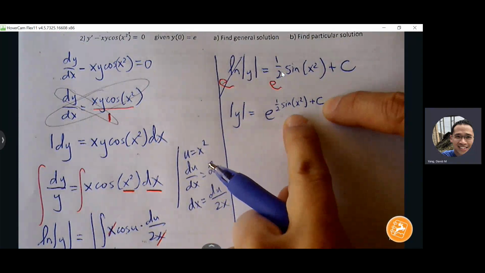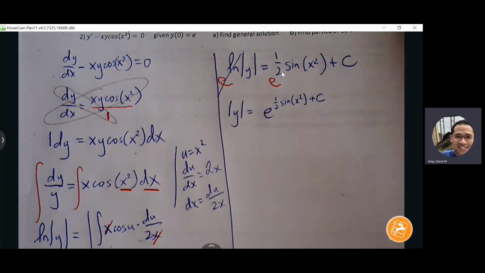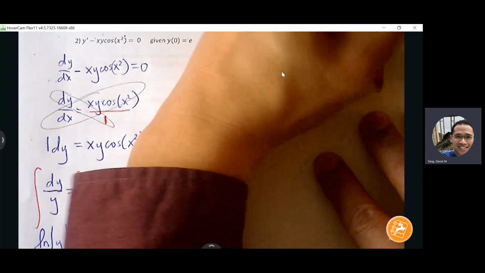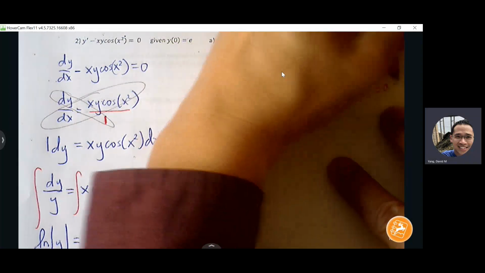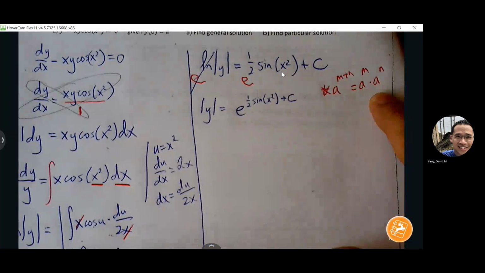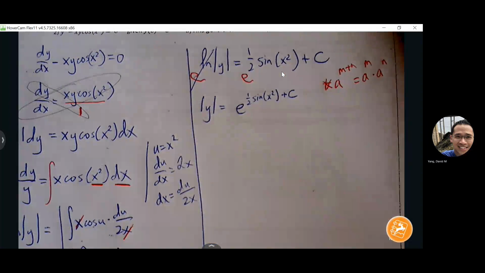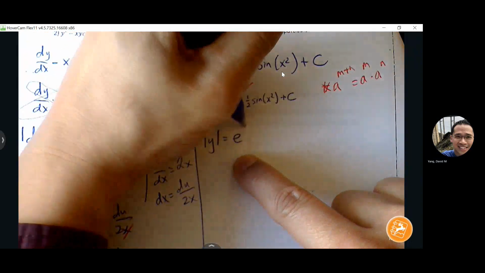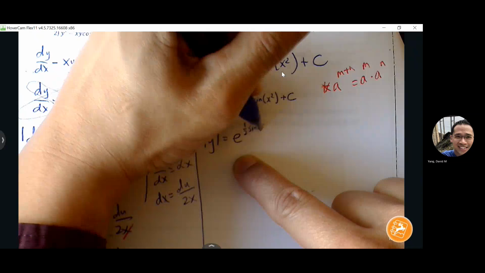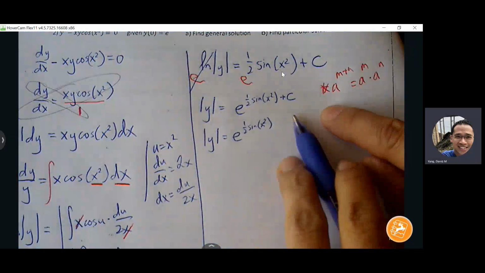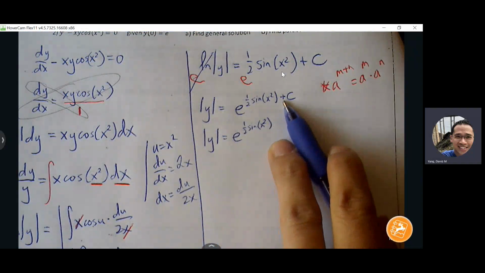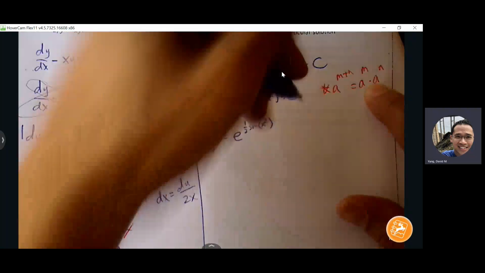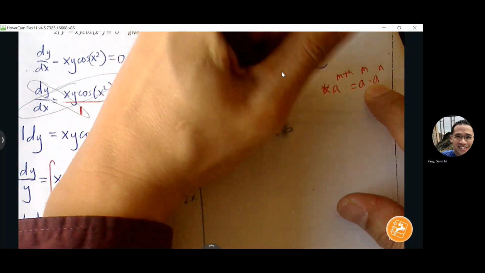Now, everything is up in the exponent level. We're going to take advantage of this property that we have. If I have a to the m plus n, I can split that up into a to the m times a to the n. So I'm going to split that c apart from my variables. Now, careful with this operation here. This plus is going to turn into a what? Multiplication. So it comes down as times e to the c.